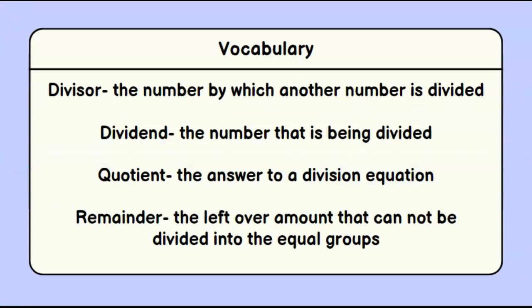Some important vocabulary is to know that the divisor is the number by which another number is being divided. The dividend is the number that is being divided. The quotient is the answer to a division equation, and the remainder is the leftover amount that cannot be divided into any of the equal groups.